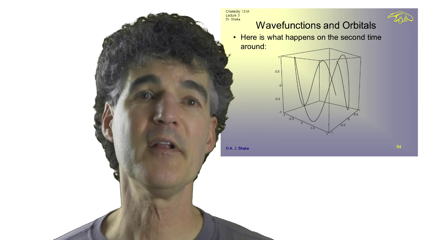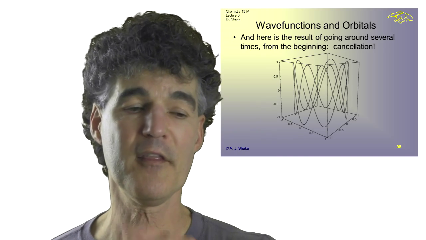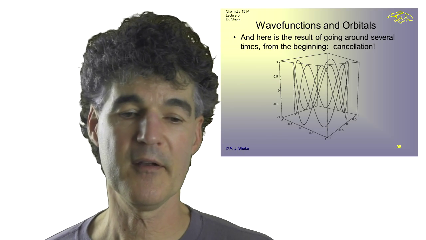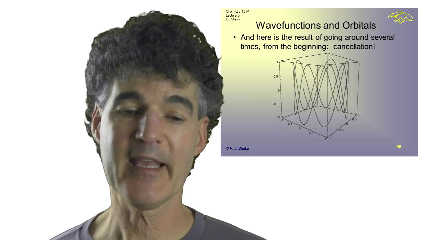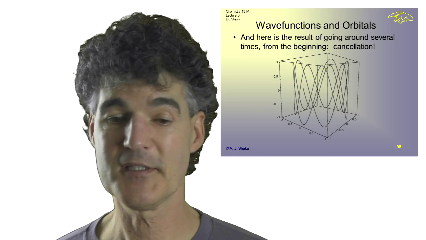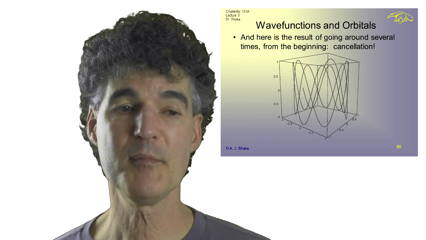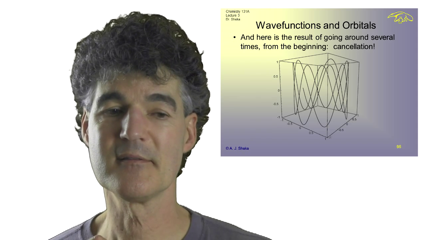And if I go around several times, it appears when I draw the thing that the wave is up and down and up and down everywhere. And that means that it cancels itself out. There is no wave there if it's up and down and up and down. It's just canceled itself out. The only position that can have a wave is the one that perfectly matches.